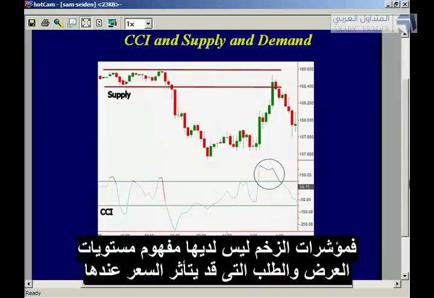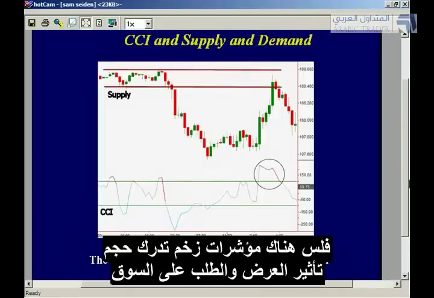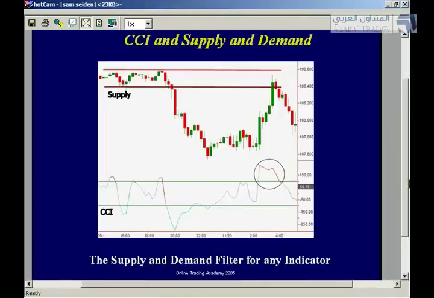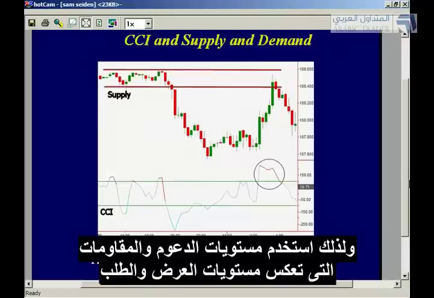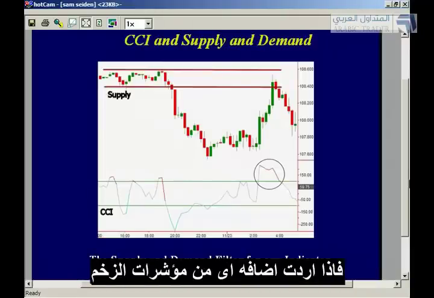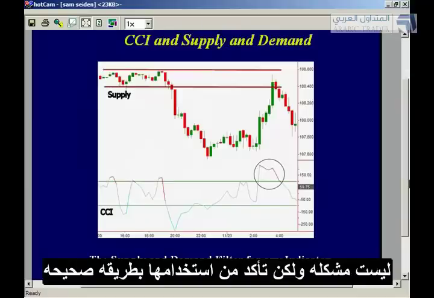The indicators and oscillators have no concept of ongoing supply and demand in the market at different price levels. There's not an indicator or oscillator on the planet that's focusing on that or cares about that. I only use support resistance lines, supply demand lines. But what I'm saying is, if you want to add indicators and oscillators, that's okay, just make sure you use them the right way.